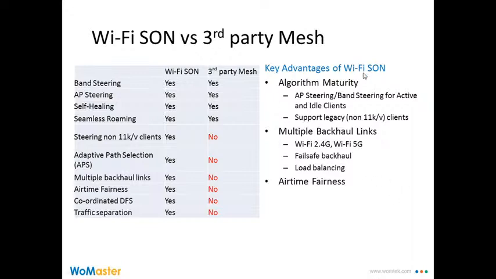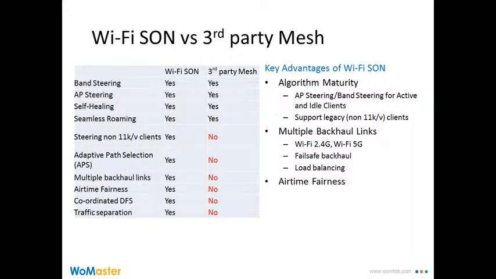And the Wi-Fi SON of the WA512GM series can also provide this advantage. Algorithm maturity, multiple backhaul link, airtime fairness, AP steering and band steering belong to the algorithm maturity as previously mentioned. And we just mentioned the backhaul link.